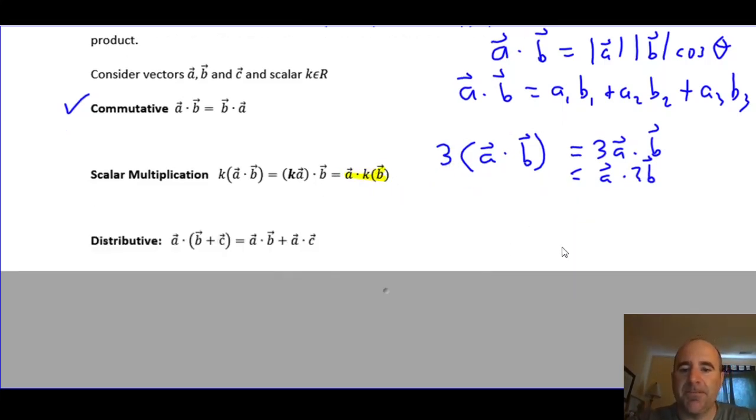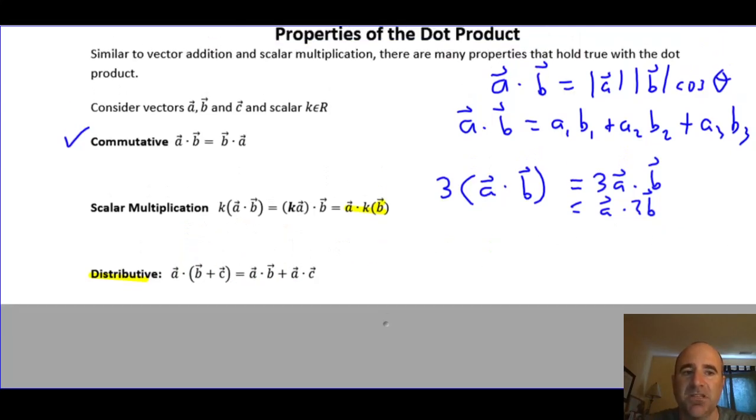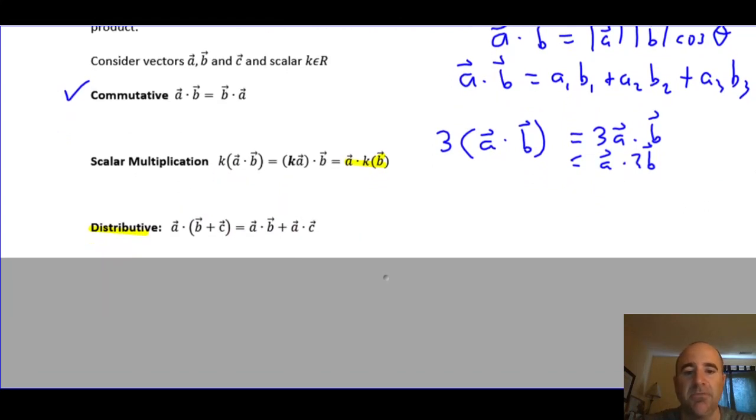Next is the distributive property. This one's a little bit more interesting. If you add vectors B and C and dot it with A, the dot product is distributed over vector addition, very similar to how regular multiplication of numbers is distributed over addition. This one might be a little bit surprising. We will actually look at this one and prove it and show why it works. This is probably the most important property of the dot product, the fact that it is distributive, which makes the dot product of vectors behave somewhat similar to multiplication of regular numbers.